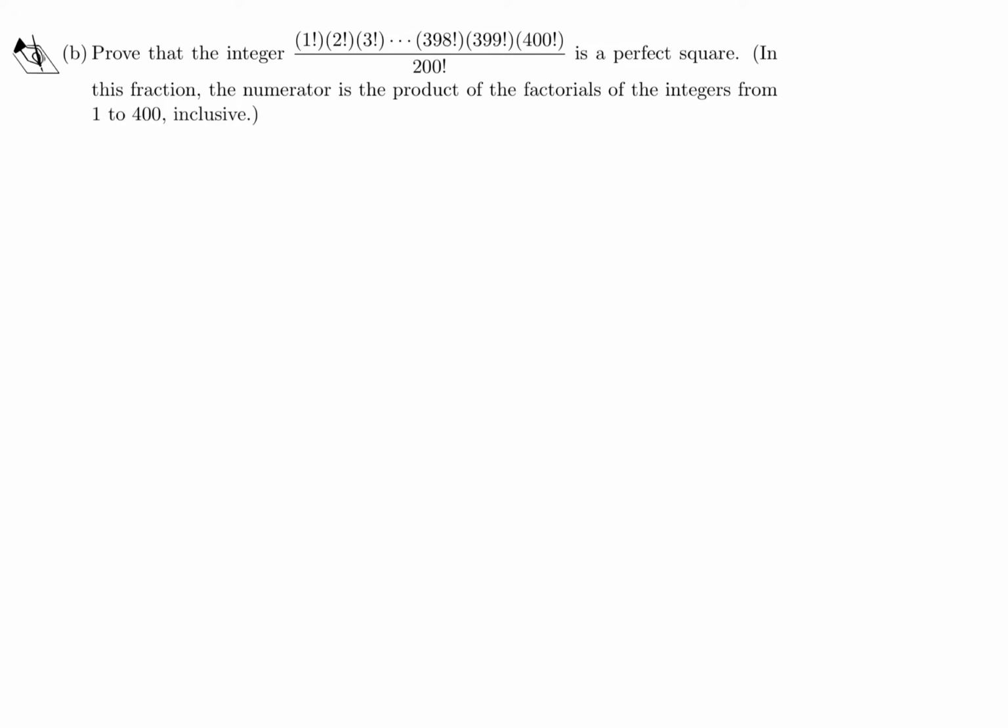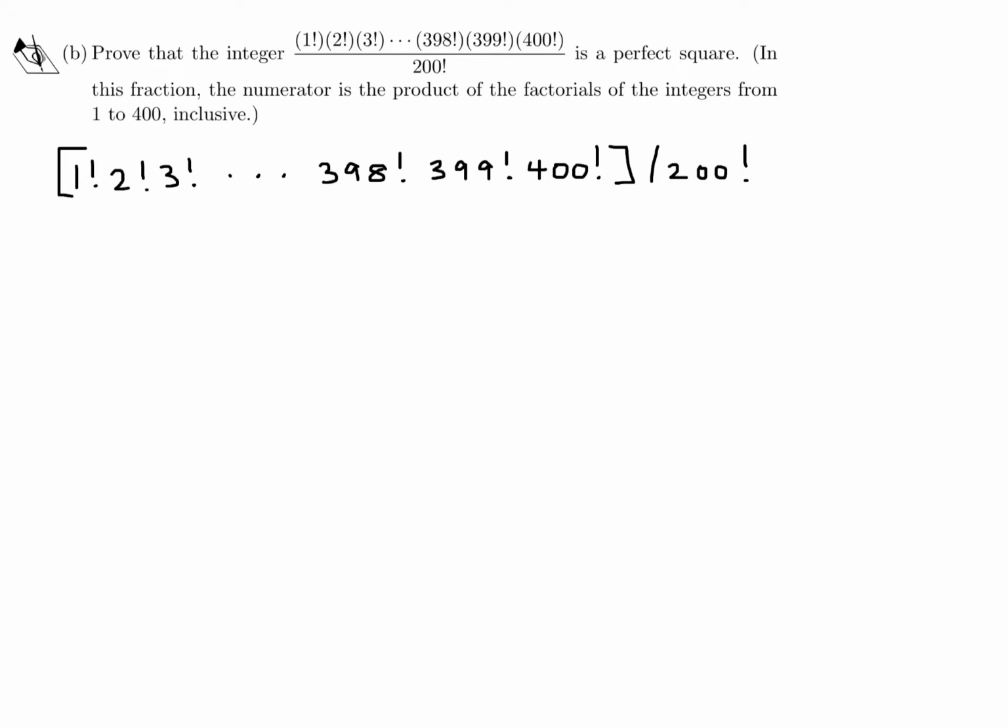Prove that the integer 1 factorial times 2 factorial times 3 factorial ... 398 factorial times 399 factorial times 400 factorial all over 200 factorial is a perfect square. All right, 1 factorial, 2 factorial, and so on, all the way up to 400 factorial all over 200 factorial.